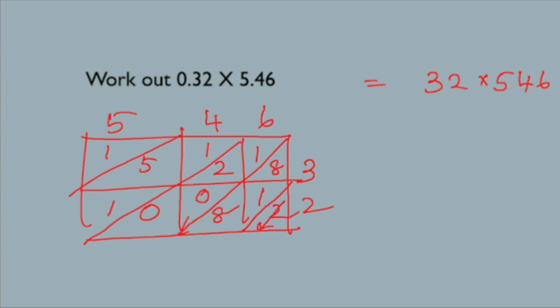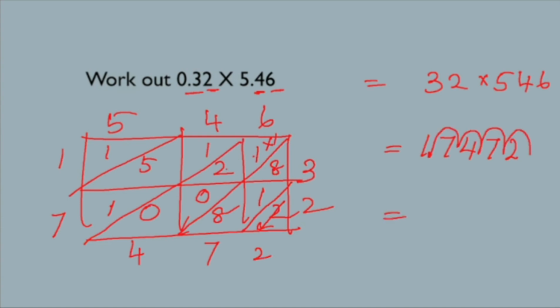So we're getting 2. 8 plus 8, 16 plus 1, 17, 1 remains. I'm adding to this side. 2 plus 1, 3. 3 plus 1, 4. And here 1 plus 1, 2, 5, 7 and 1. So I'm getting 17,472 as the answer. The number of decimal places are 1, 2, 3, 4. I had to move 1, 2, 3, 4 places. So my final answer is 1.7472.